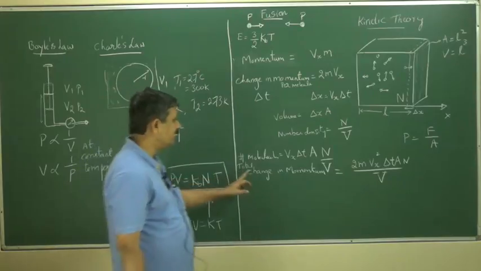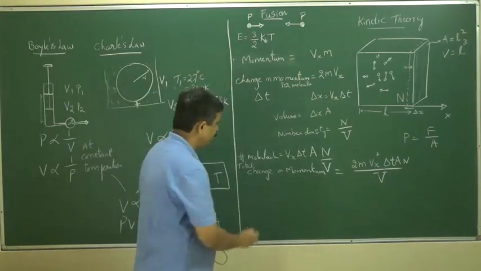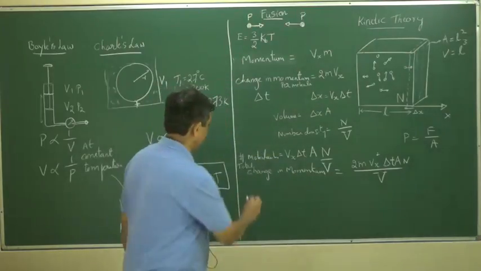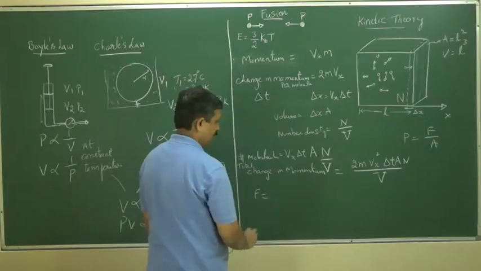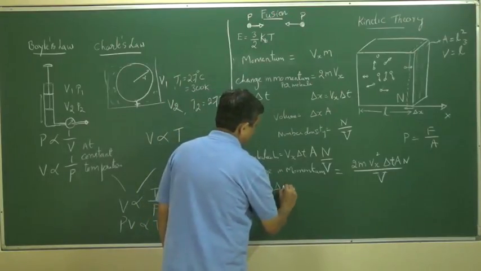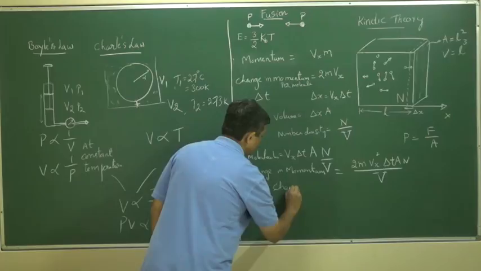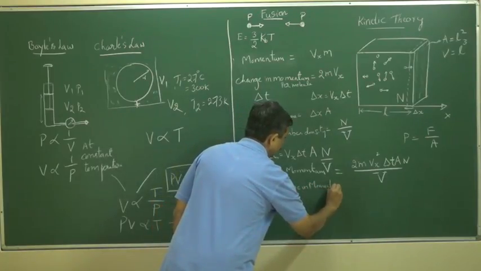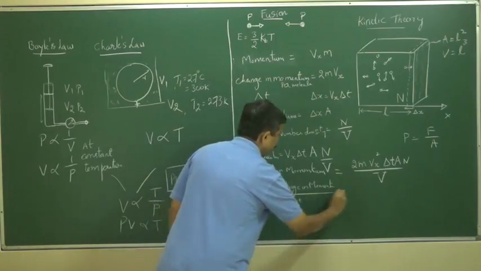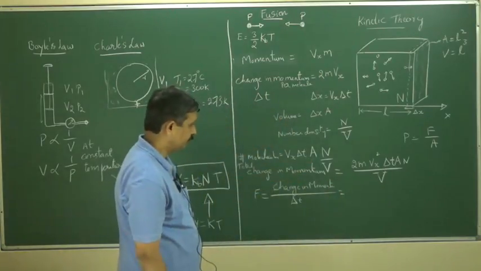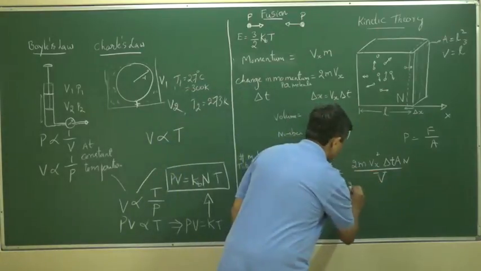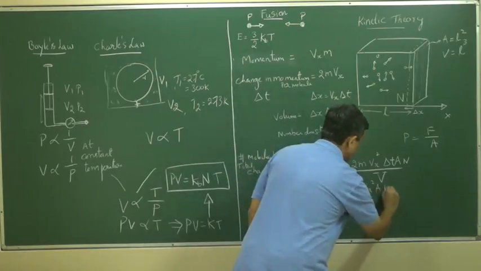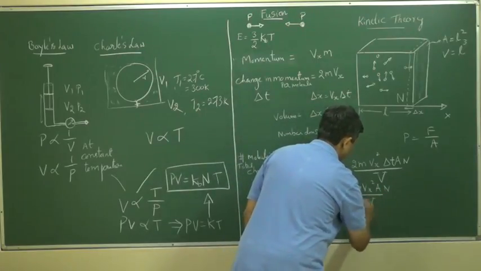So now the total change in momentum divided by delta T is the force. F is equal to the change in momentum divided by delta T. So if I put that here, this delta T will go, 2m Vx square into A into N by capital. Okay.